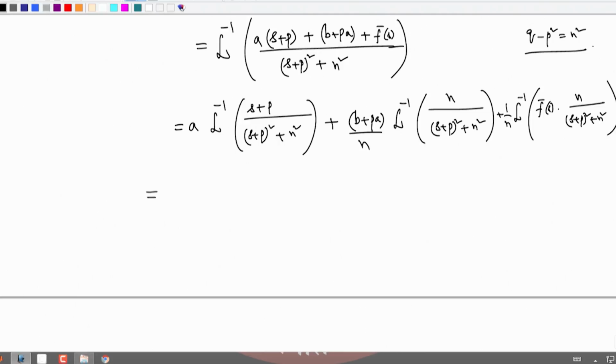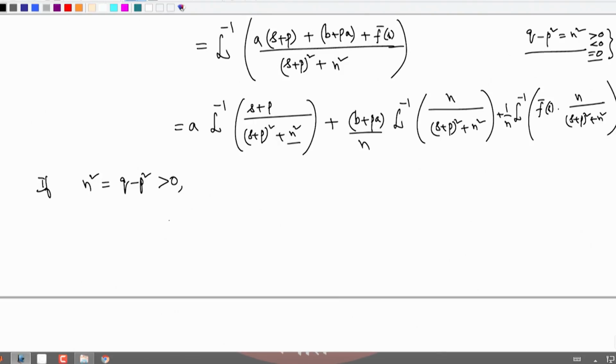n square is this. n square is either positive or negative, or it can be 0. In each case you can easily see what it is. If n square, which is equal to q minus p square, is positive, then you have a plus sign with n square. This is what we have seen.